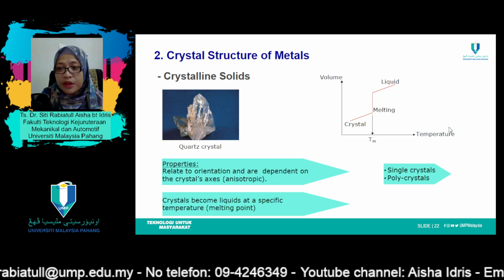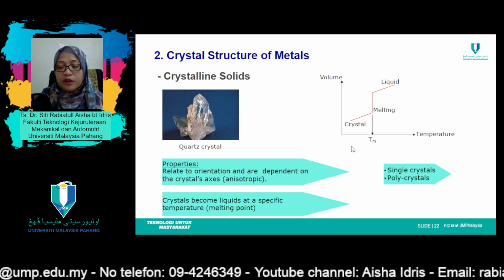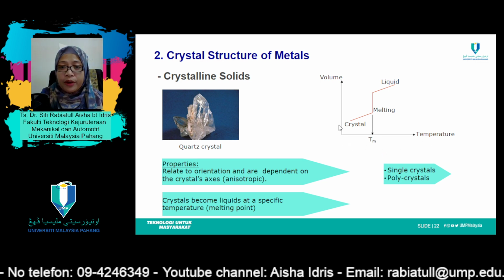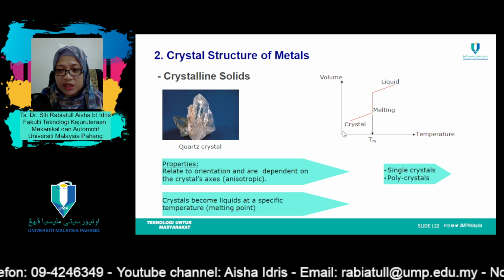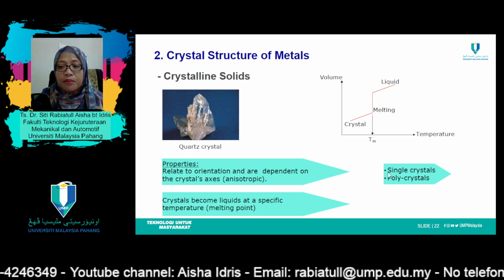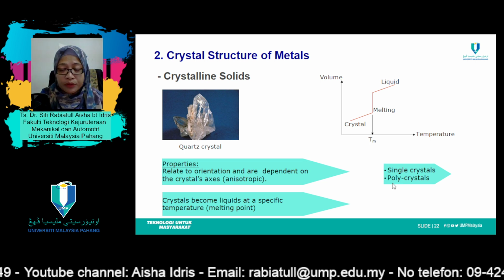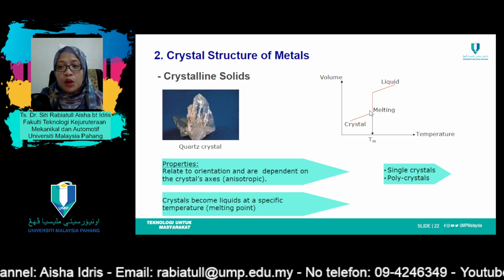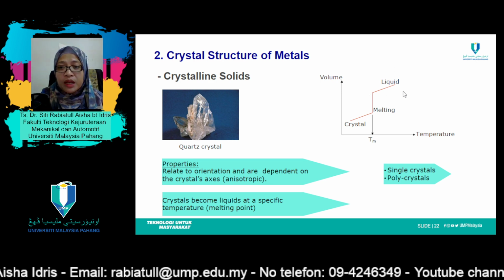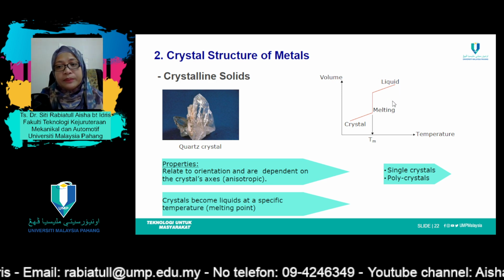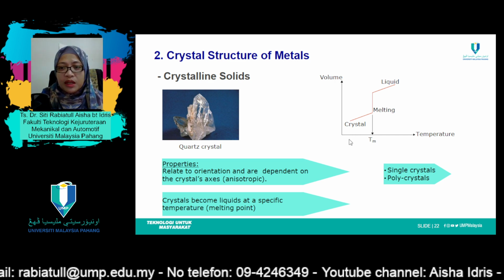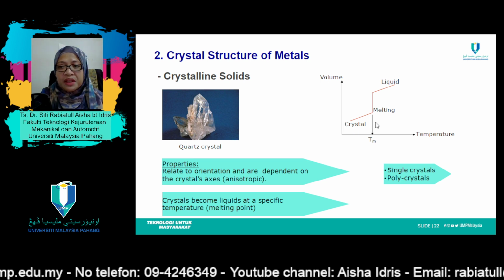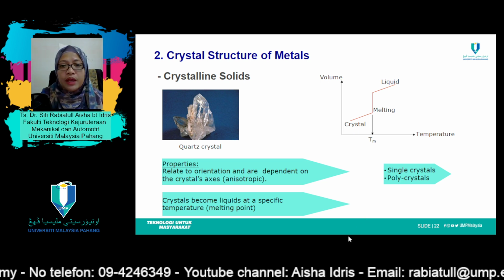If we refer to this graph over here, volume versus temperature, below the melting point it is in solid condition, or in crystal. It can be either a single crystal or polycrystal, but once it is exposed to temperature, it will straight away melt and form a liquid. So for a crystalline solid, it is very simple. From solid, it will change straight away to liquid when exposed to heat.